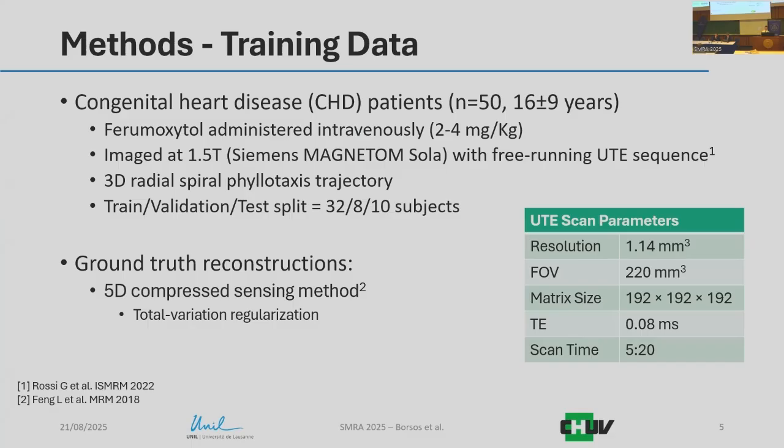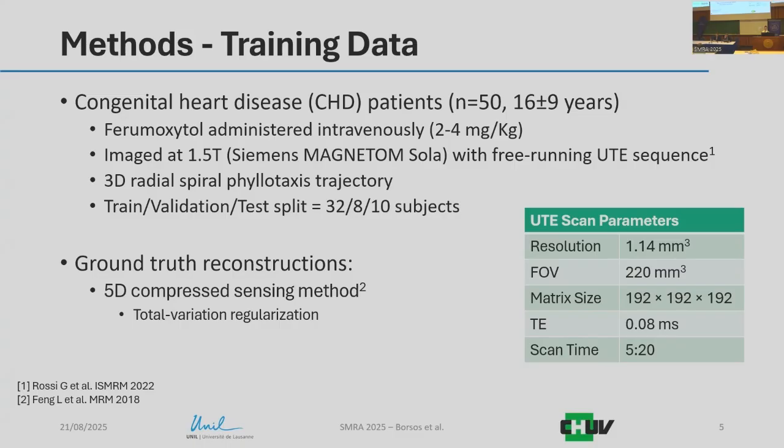So like most deep learning studies, we begin with our training data. We're working with a cohort of pediatric congenital heart disease patients. We have 50 of them. These were administered Ferumoxytol, the iron-based contrast agent we've already heard a lot about. They were imaged at 1.5 Tesla with the free running UTE sequence that we have. Again, this is based around this 3D radial trajectory. So we're strictly within the 3D non-Cartesian regime here. You can see in the table the remaining scan parameters. Of note is that we have a resolution of 1.1 millimeters isotropic, as well as a fixed scan time of just under 5.5 minutes or so.